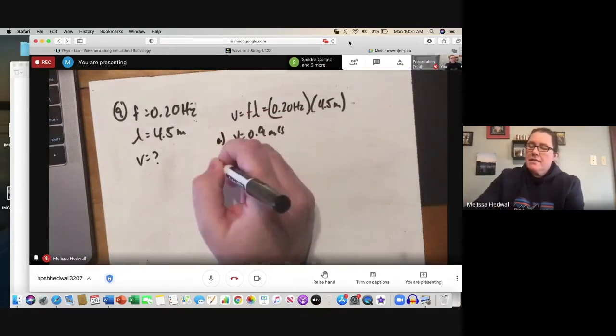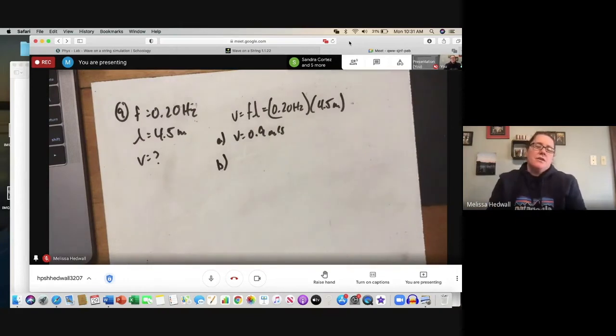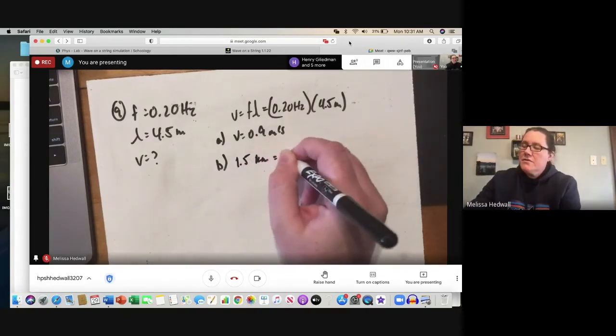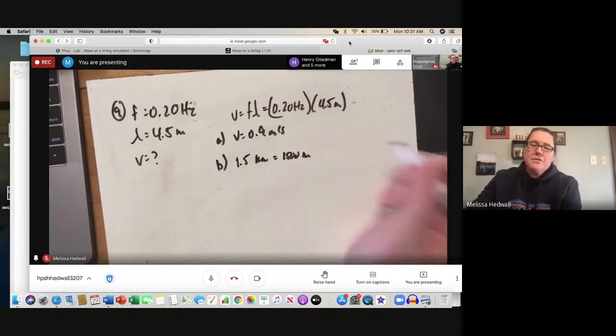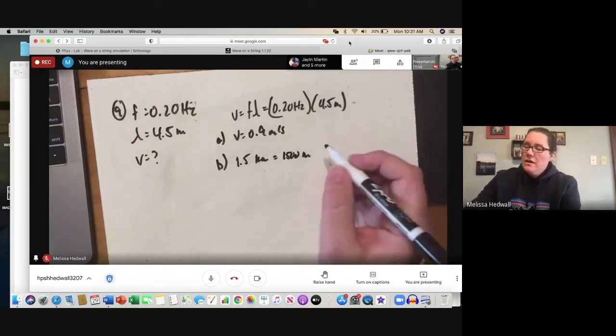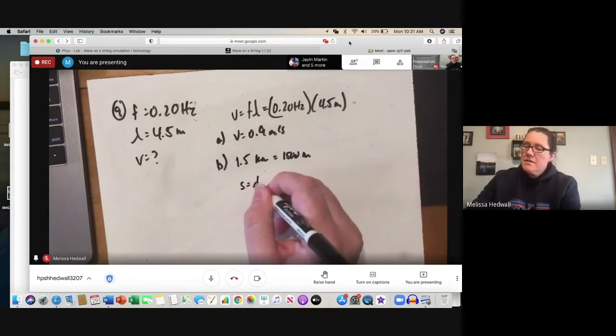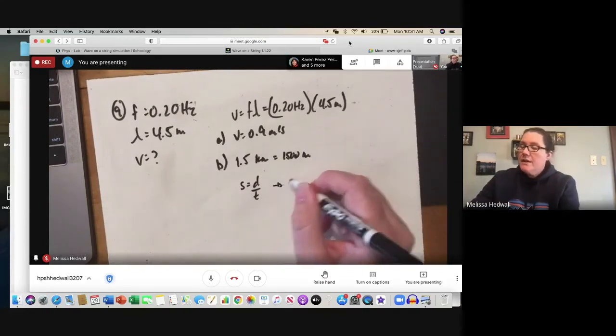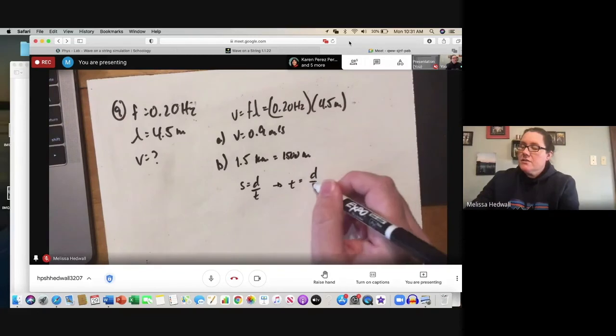Part B then says if it travels 1.5 kilometers, how long will it take? We know that 1.5 kilometers equals 1,500 meters. So now we'll use speed equals distance over time. We can rearrange for time. When we do that, we get time equals distance over speed.